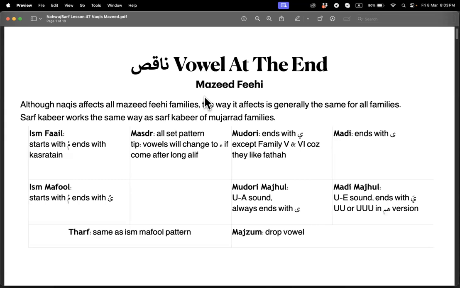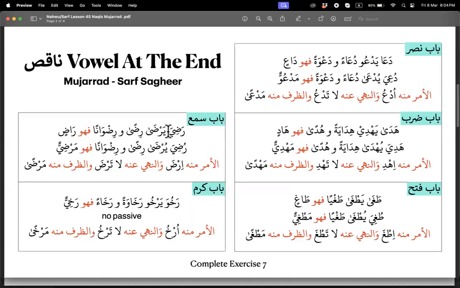Naqis affects all of the families, okay, but they all affect in the same way, basically. So this is actually easier than mujarrad. In mujarrad, yes, we have different endings. You see all the madi, all different. Sometimes alif standing, sometimes alif like alif maksura, like ya. Sometimes you have waw ending, sometimes you have fatha on the ya. So this one we have a lot, obviously because of the rules.